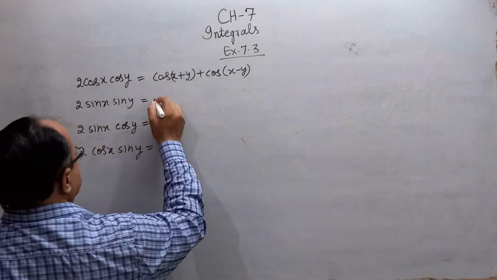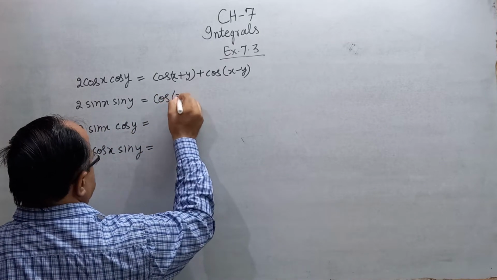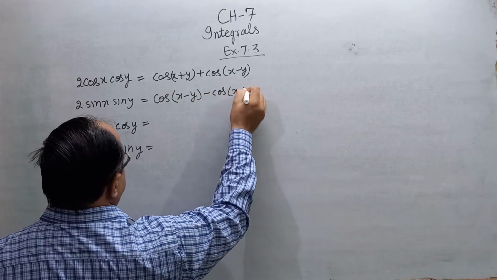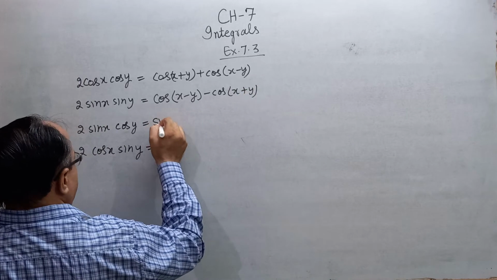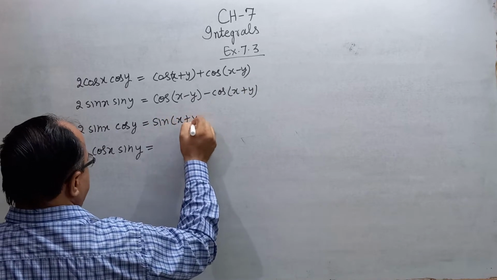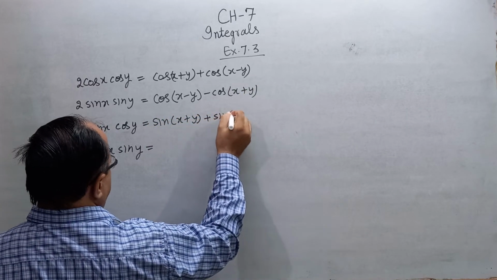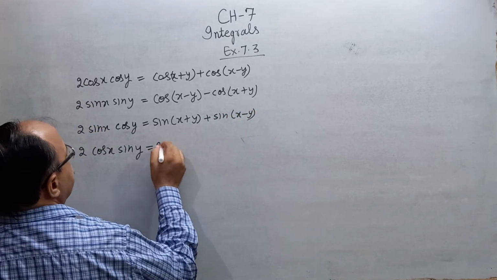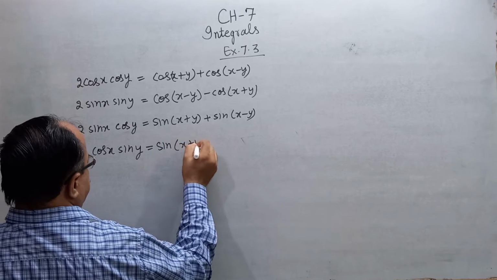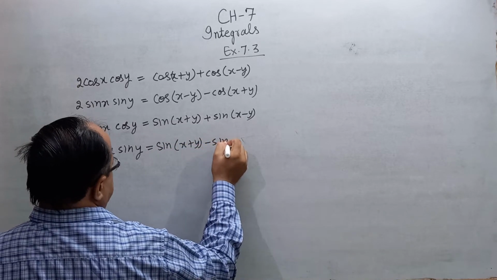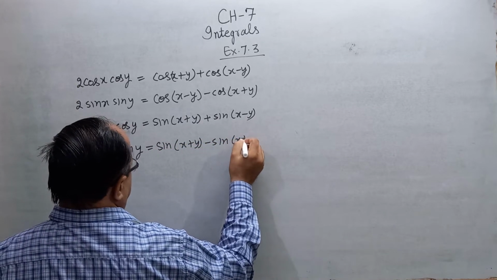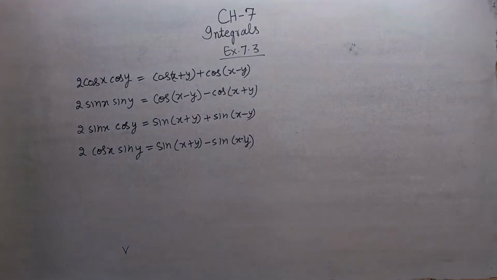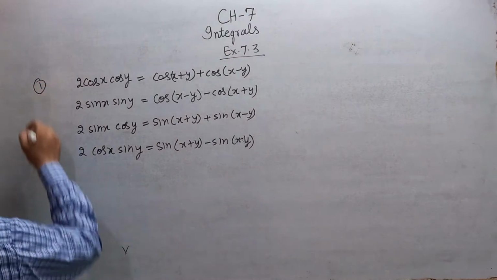And here the formula: cos x minus y minus cos x plus y; sin x plus y plus sin x minus y; and here sin x plus y minus sin x minus y. We use these four formulae, right?